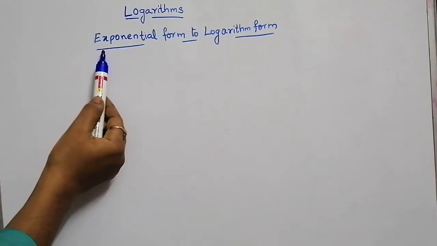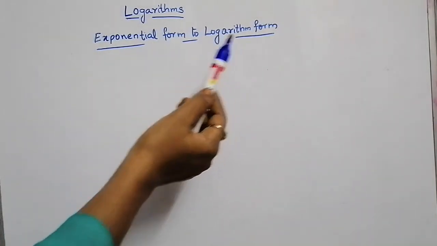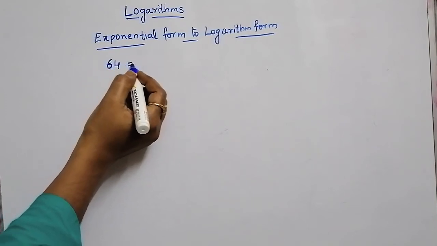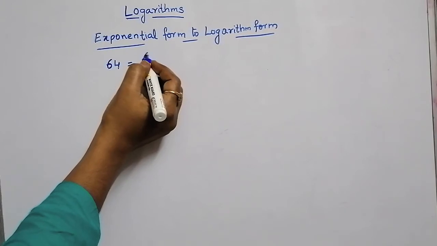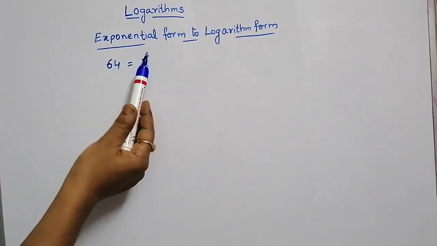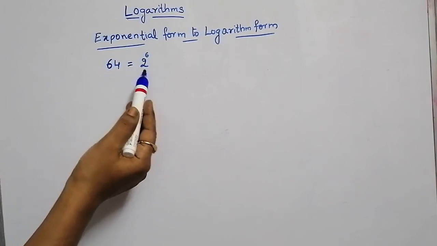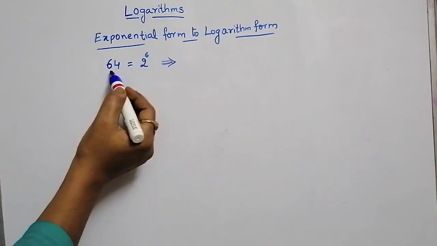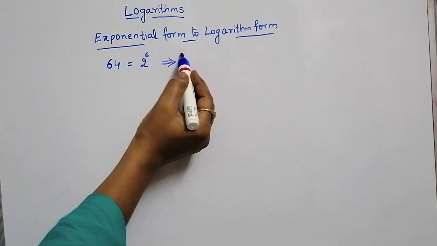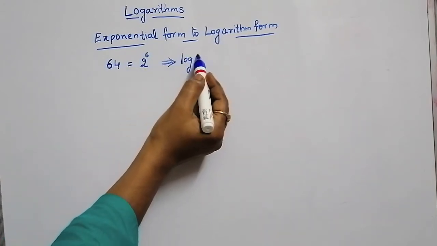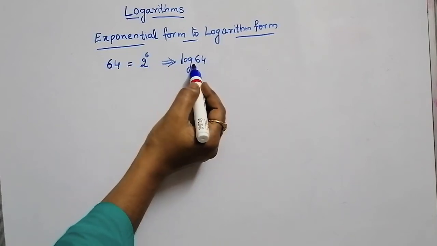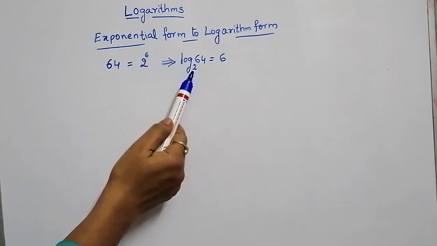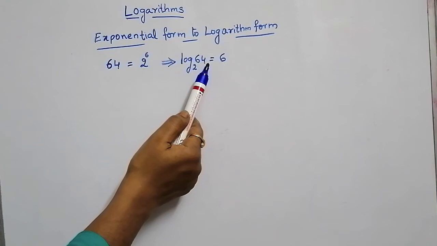Let us now convert the exponential form to logarithmic form. Let us take one example. Suppose I have a number 64. 64 can be written as 2 power 6. Now this is our exponential form. Now how to convert this into logarithmic form? The number is 64, the base is 2 and the power is 6. Log of our number 64 to the base 2 is equal to 6.